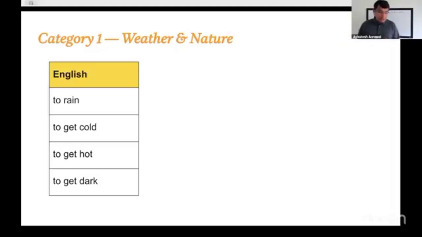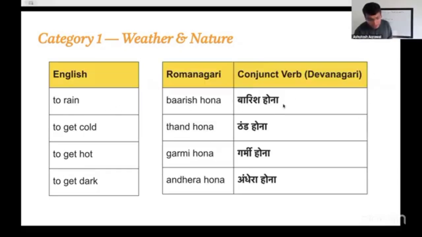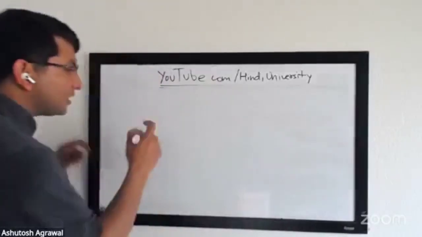When you want to describe the weather or nature in this case, it's raining. Nobody's causing it, but you want to say that it's raining. How do you say that? To rain, which is barish hona, to get cold, ठंड hona, to get hot is garmi hona, to get dark is andhera hona. This is your category one where you want to describe the weather or the nature that it is happening right now. That I think is very useful.